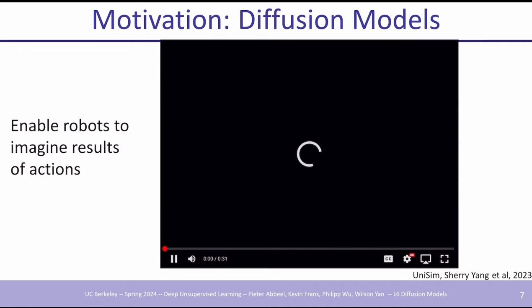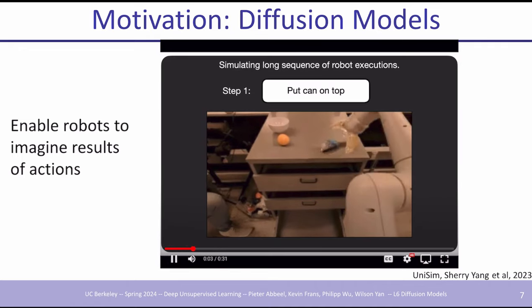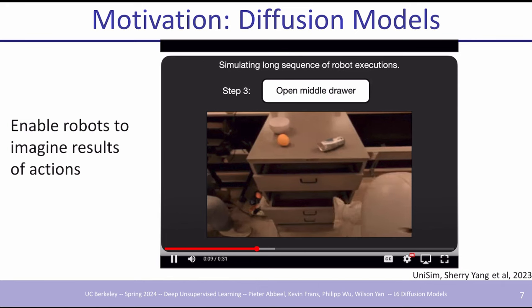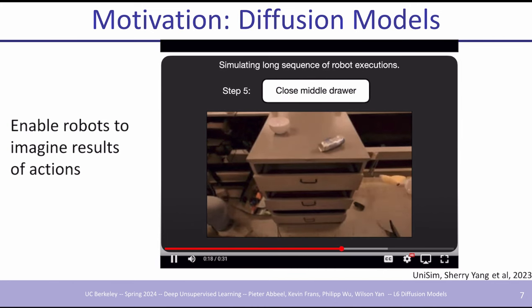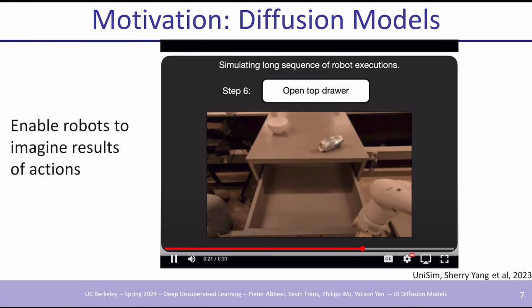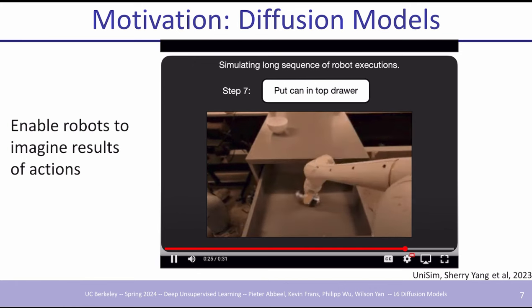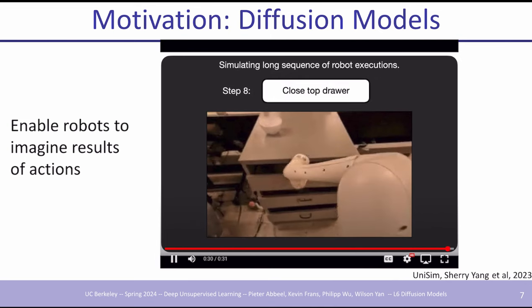And so this is a sequence of videos. So it starts with a frame, then make the request, put can on top. Then a new request can be made, close bottom drawer, and so forth. So it's a sequence of commands made, as this video gets generated in little chunks. But what you see is actually it follows the rules. I mean, it opens the drawer, it pulls it out. It doesn't just open it in an unexpected way. And so when it moves an object, the robot actually has to go there, grasp the object to then put it where it wants to put it.